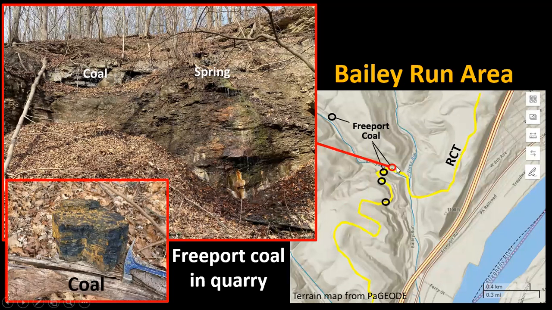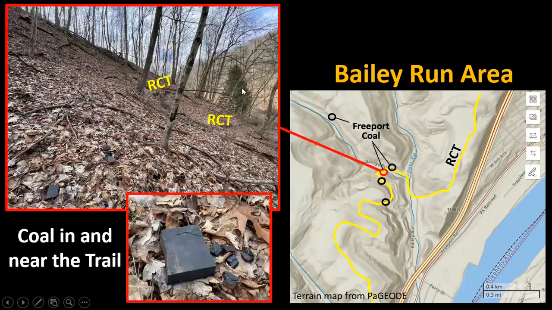Now, across the stream and across the road, opposite this exposure of coal, we'll see another place where there's coal at the surface. Here's the Rachel Carson Trail starting to climb up the hill, across the valley from that quarry, and you can see a switchback here. And in the switchback, there are bits of coal in the trail, upper Freeport coal. There's some coal laying on the ground nearby.